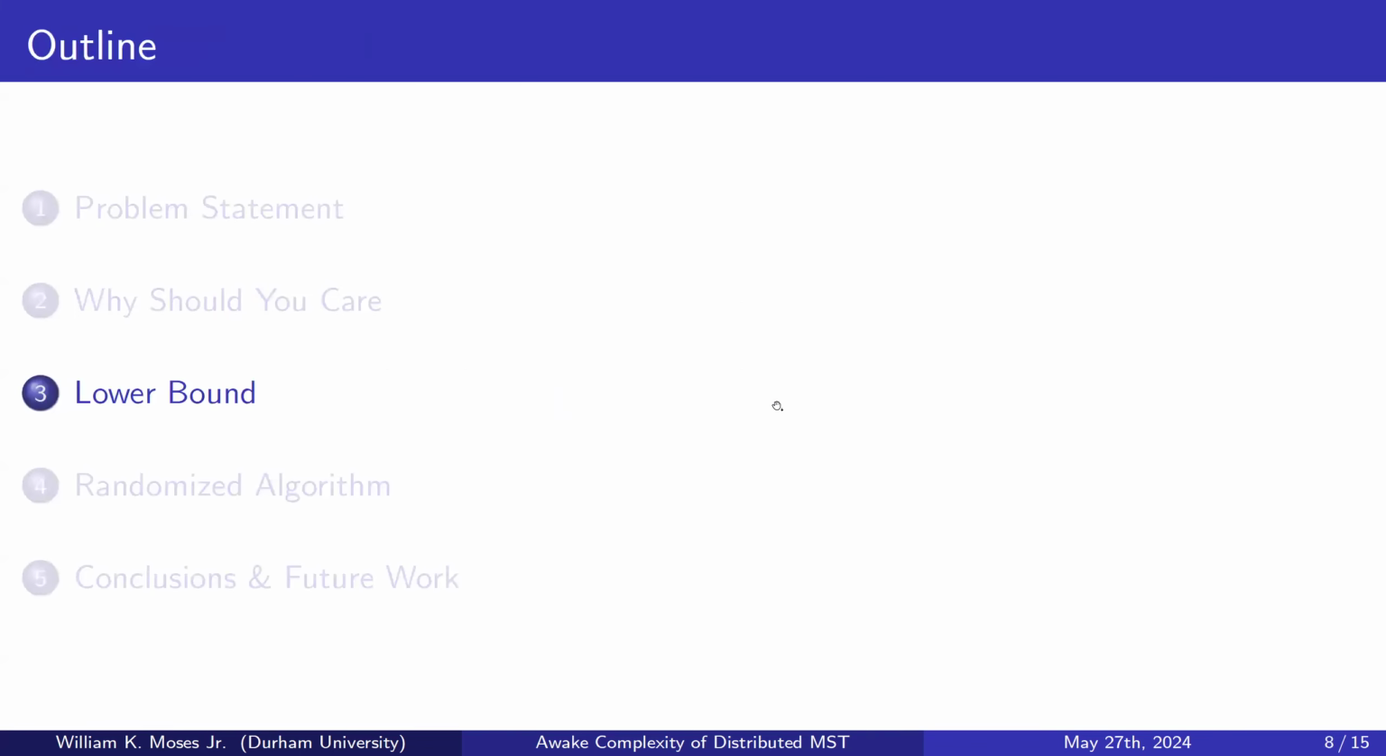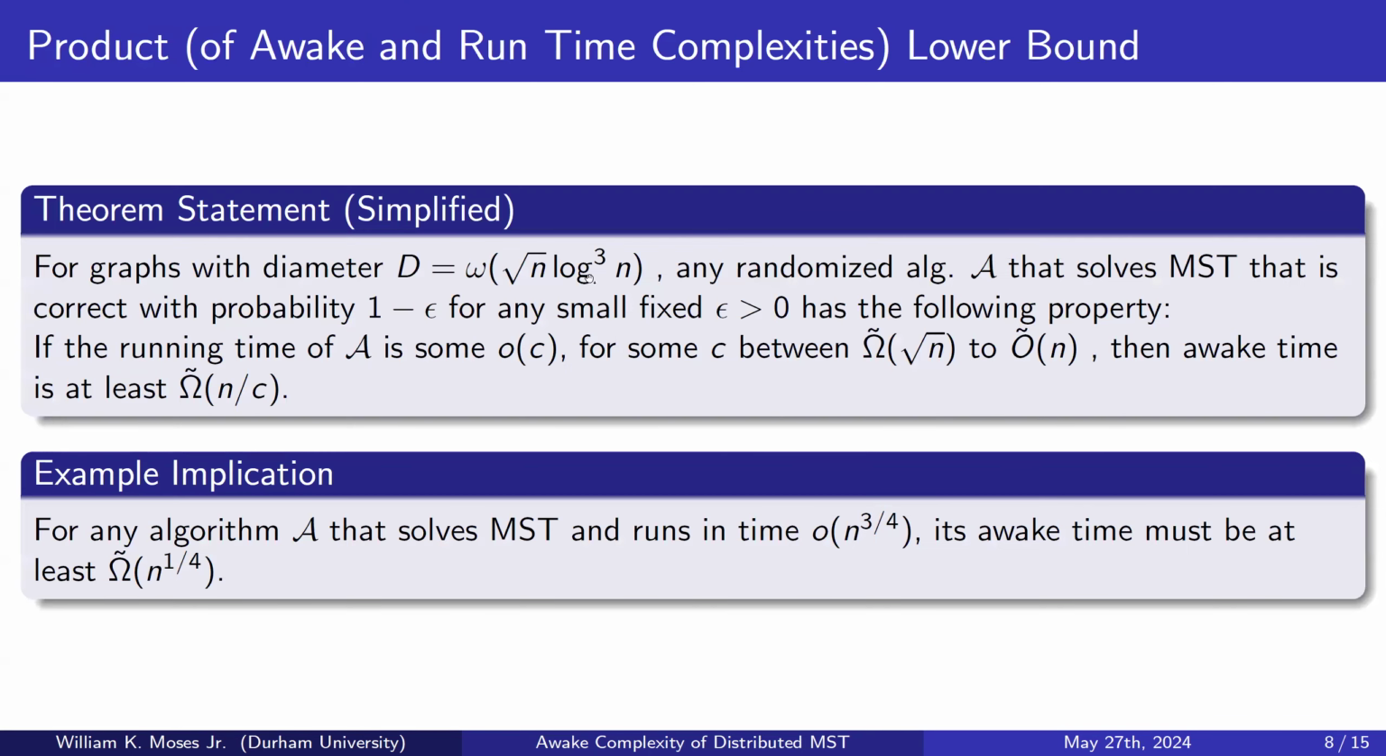Okay, now let's actually look at the lower bounds and the upper bounds. First, the lower bound. This theorem statement might look like a mouthful, but it's roughly the following idea. For large diameter graphs, where diameter is greater than square root of n log n, any randomized algorithm that solves MST with correct probability 1 minus epsilon for some small fixed epsilon has the following property. If the algorithm takes running time small o of c, for large n over c, then the awake time is at least omega tilde of n over c.